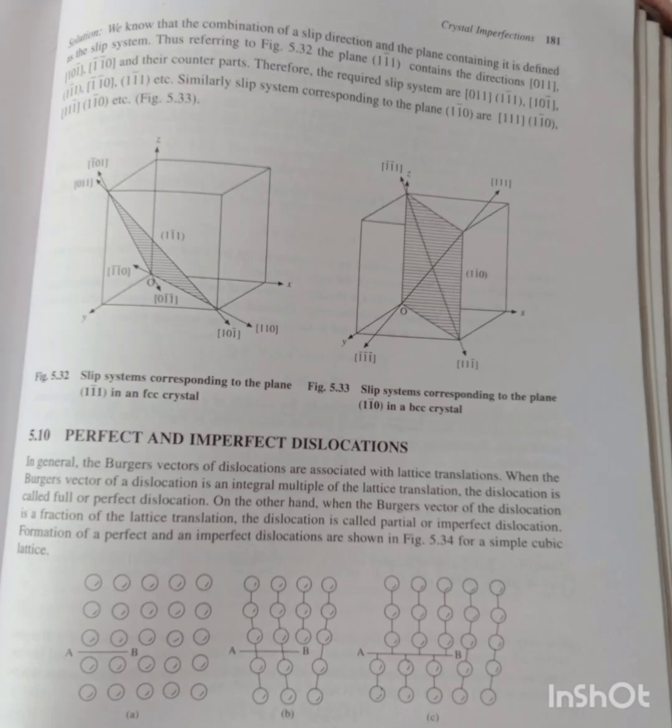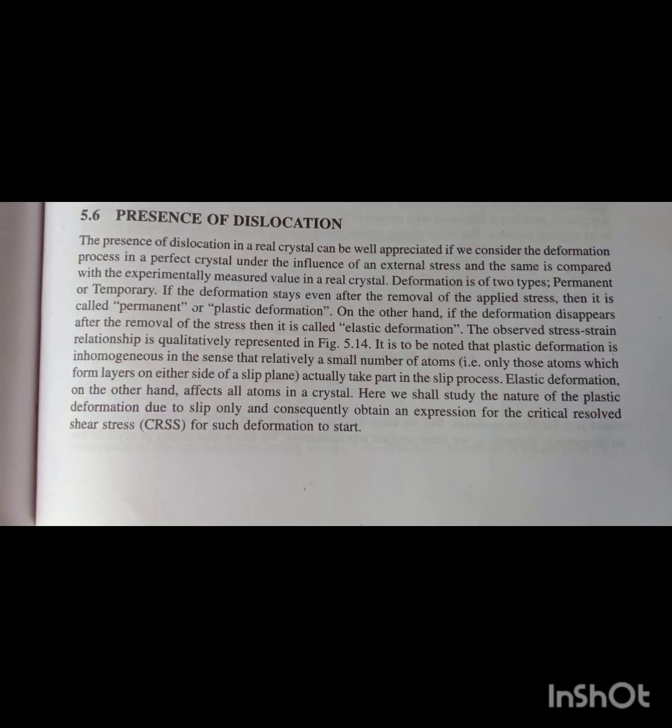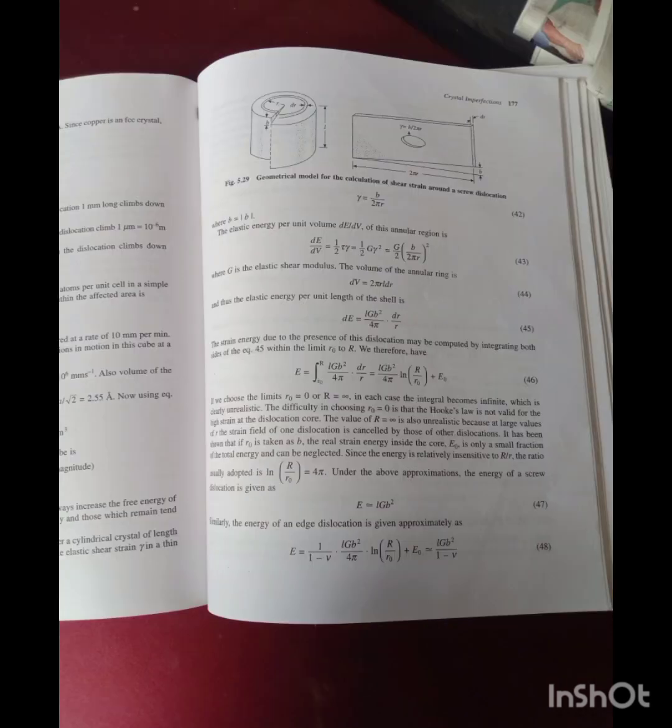The presence of dislocation in real crystal can be well appreciated if we consider the deformation process in a perfect crystal under the influence of an external stress, and the same is compared with experimentally measured value in real crystal. Deformations are of two types, one is permanent and two is temporary. If the deformation stays even after the removal of the applied stress, then it is called permanent or plastic deformation.